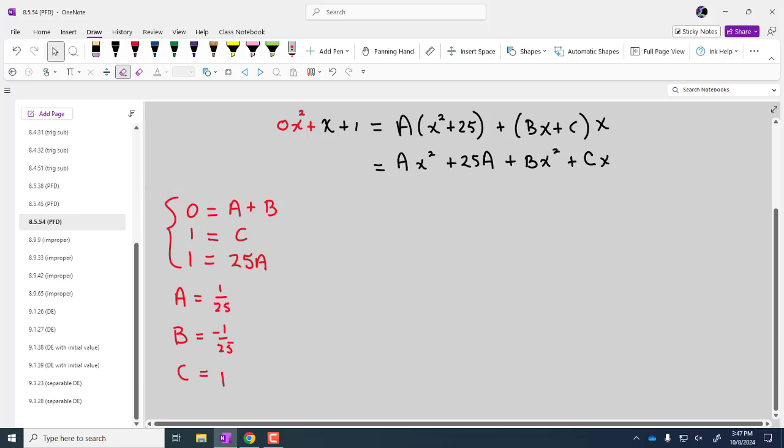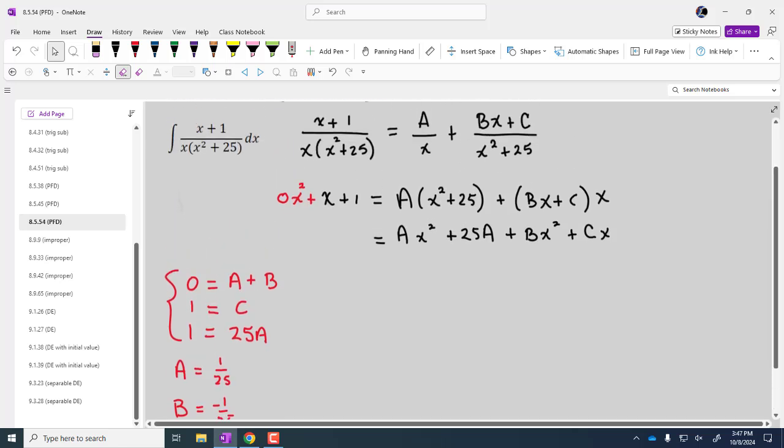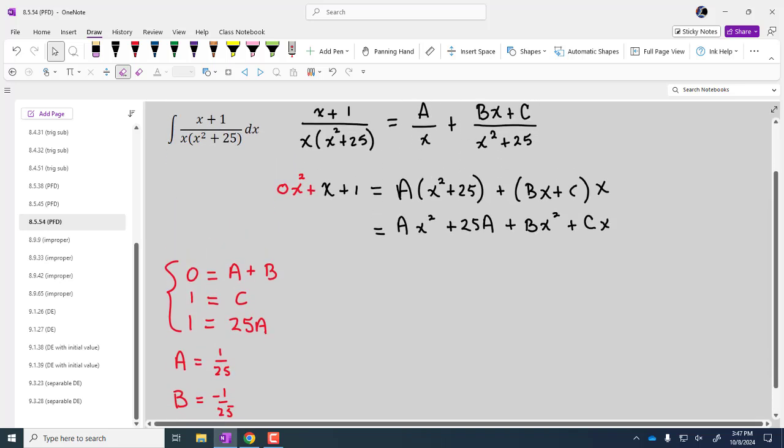Anyone have trouble with the equation? Solving for a, b, and c? Does that all make good sense? All right, let's create our new integral then.